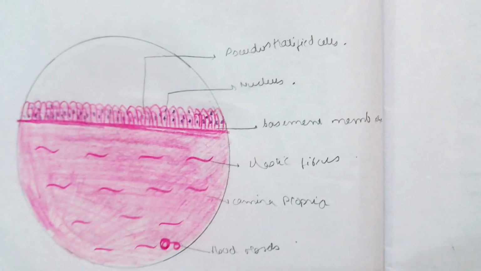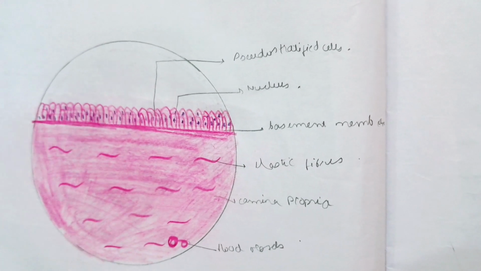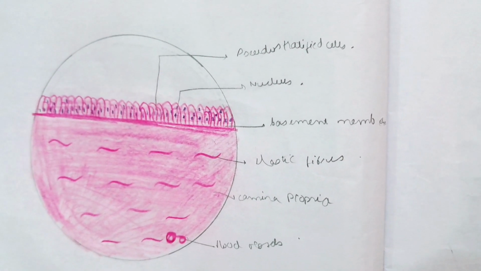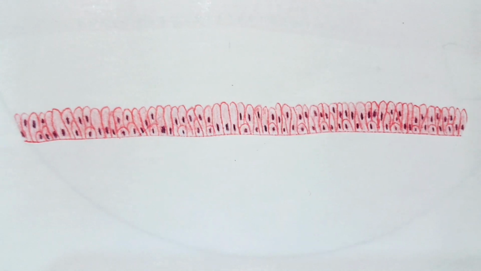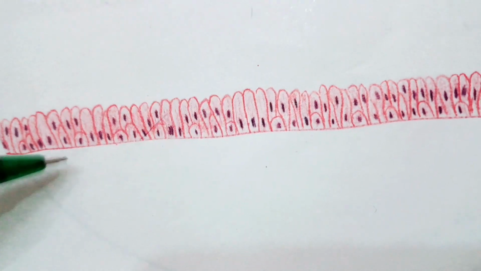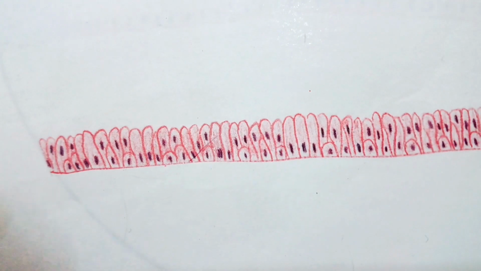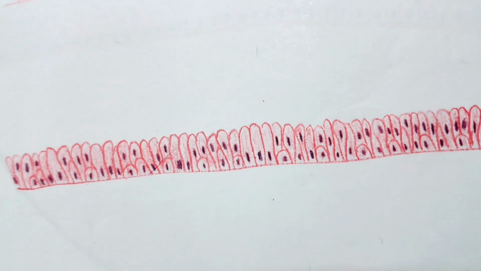We need to draw the basement membrane. Below we need to draw lamina propria, and we need to draw elastic fibers and blood vessels. Above the basement membrane we need to draw pseudostratified cells with different heights, and this looks like this. We need to draw like this. These are the pseudostratified cells. This is the basement membrane. Down we need to draw lamina propria with some elastic fibers and blood vessels. Examples include respiratory epithelium.